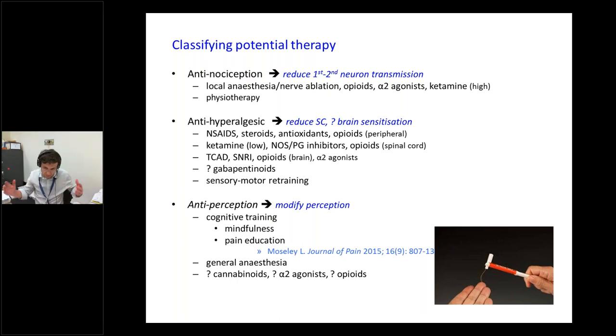So you're either sitting on a beach meditating, feeling the sand, and you're not worried about your back pain, or you've taken too much THC and you're lying on the couch and it doesn't bother you anymore. Similar mechanism of action.